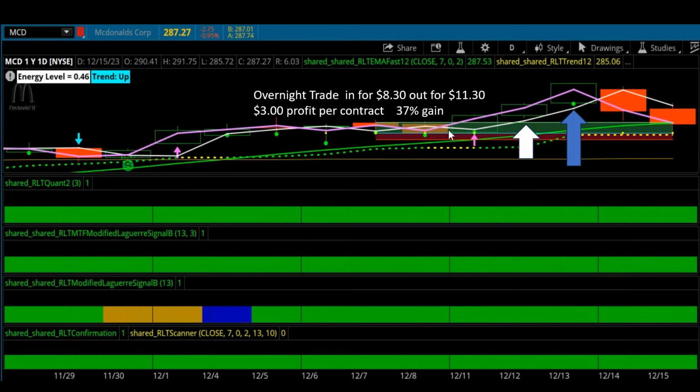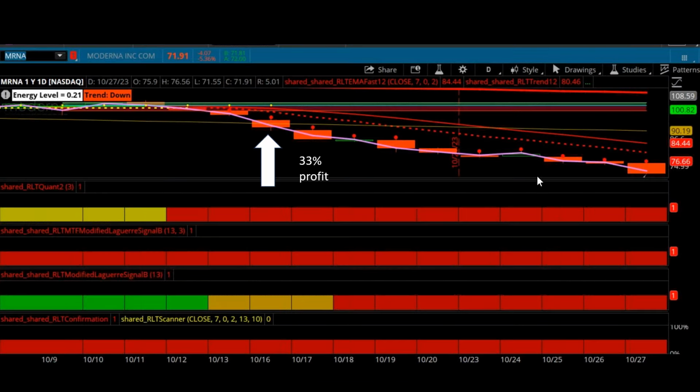The price really wasn't going anywhere, but then it finally broke out of this pop out of the box, which I didn't catch that day, but it broke out of dynamic compression. I bought it here. I held it overnight. We got in for $8.30 a contract, got out for $11.30 a contract, 37% gain, just an overnight trade. We were only in it from about 3 or 4 o'clock in the afternoon, out the next morning by about 11. That was a nice 30% gain.